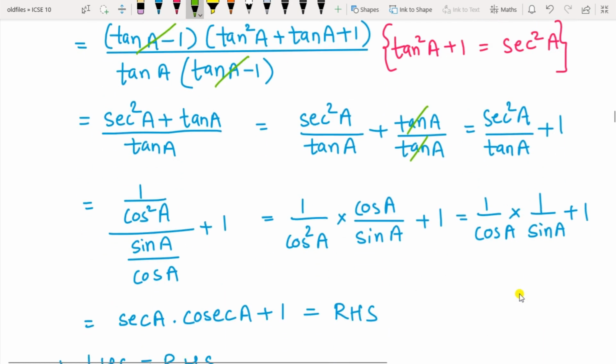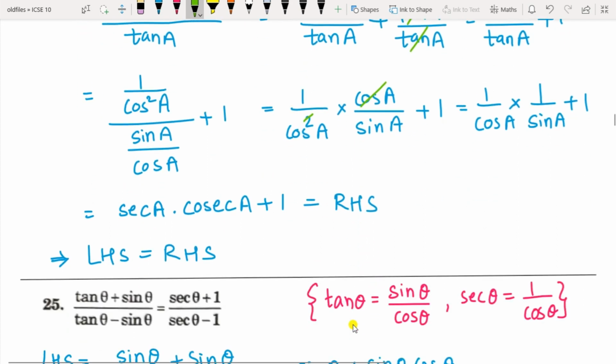Now sec square a means 1 upon cos square a, and tan a means sin upon cos. Take its inverse now, this will be cos upon sin. One cos from here and here will get cancelled. So it will be 1 upon cos a into sin a plus 1. 1 upon cos a means sec a, and 1 upon sin a means cosec a, and plus 1, that is your RHS. Therefore LHS equals RHS, hence proved.